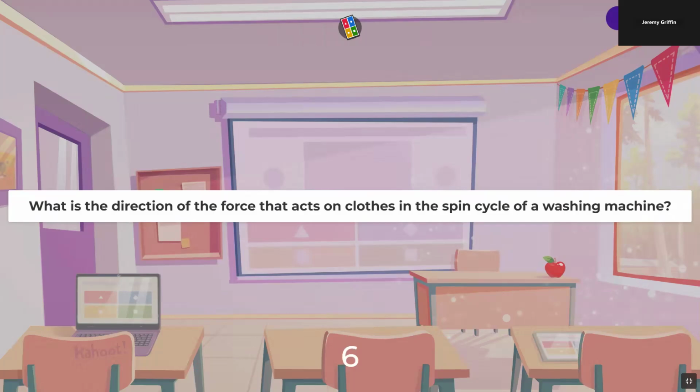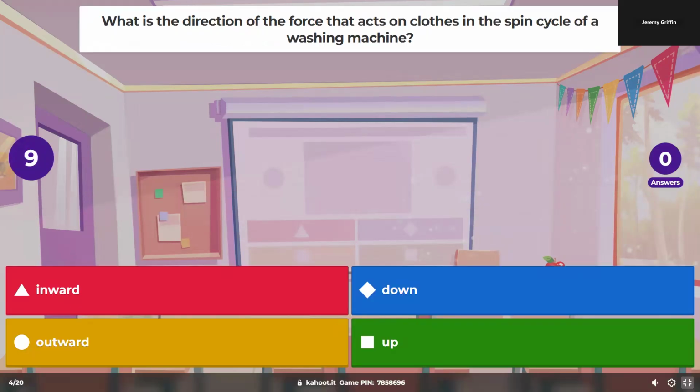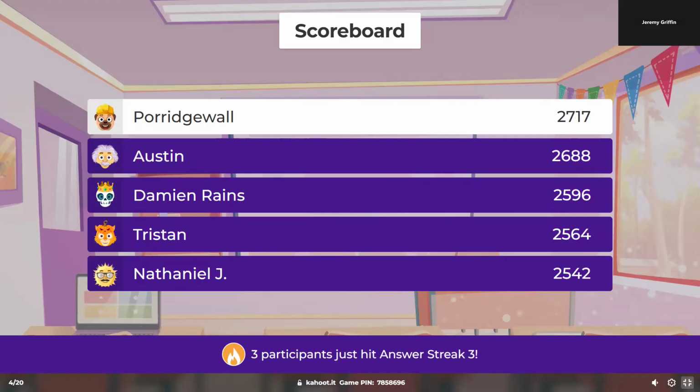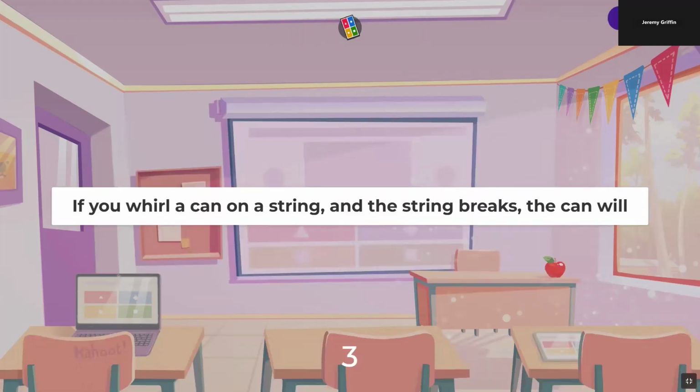What's the direction of the force that acts on clothing in the spin cycle of a washing machine? It's spinning. That's not what centrifugal is. Centripetal force always pulls us towards the center of the circle. Whirl the can on the string. If the string breaks, the can will fly off in a straight line.